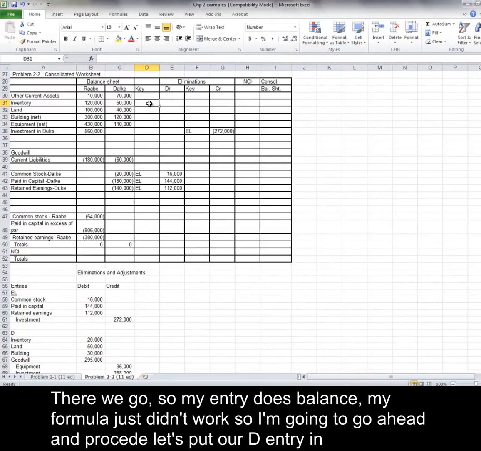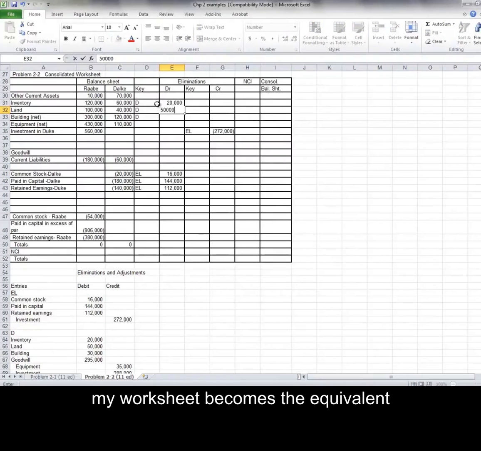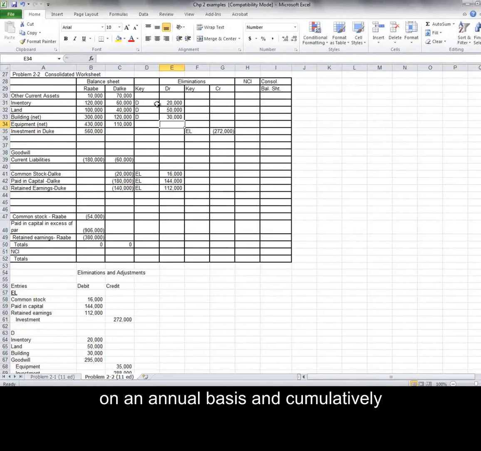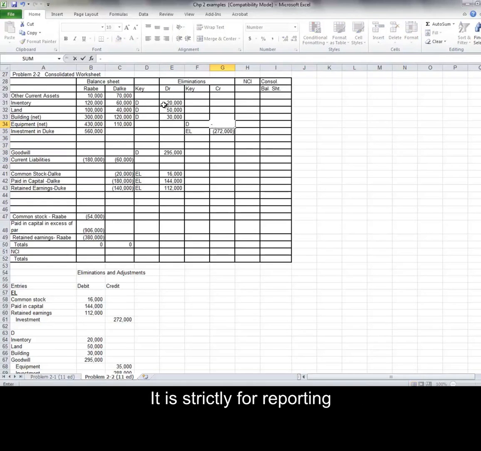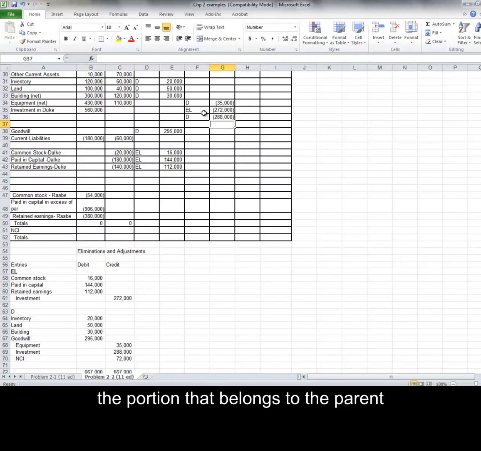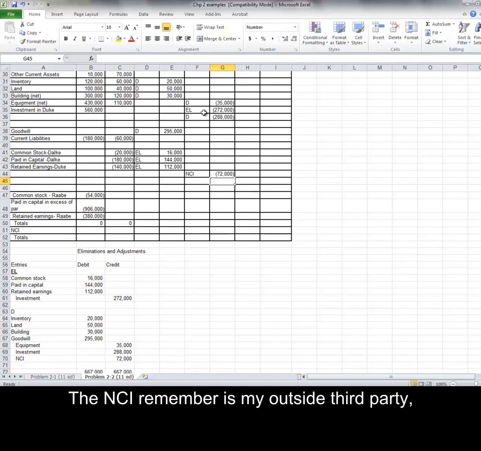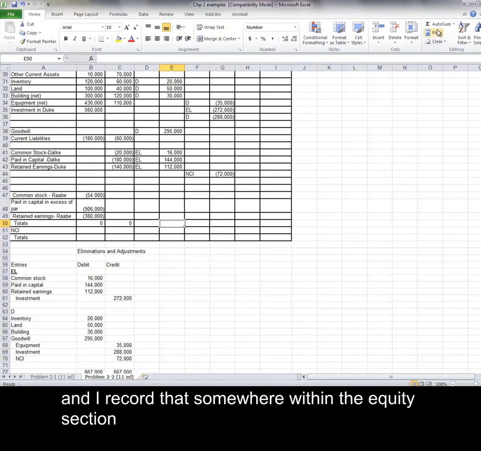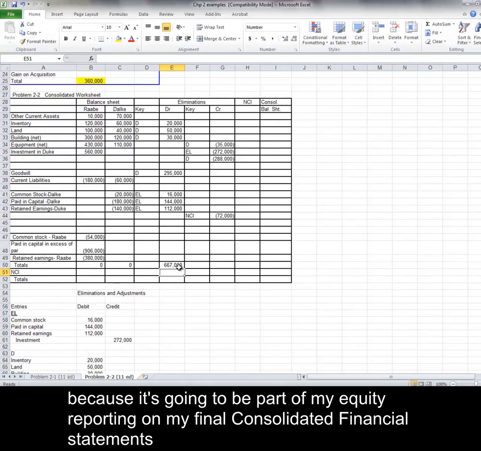Let's put our D entry into the worksheet, because remember, since there isn't a consolidated general ledger, my worksheet becomes the equivalent, and I have to post to that worksheet on an annual basis and cumulatively, because this will not become part of a permanent account on either party's general ledger. It is strictly for reporting purposes. So I've got the basics in there. Now let's record the portion that belongs to the parent. And then I've got to do the NCI. The NCI, remember, is my outside third party. And I record that somewhere within the equity section because it's going to be part of my equity reporting on my final consolidated financial statements.